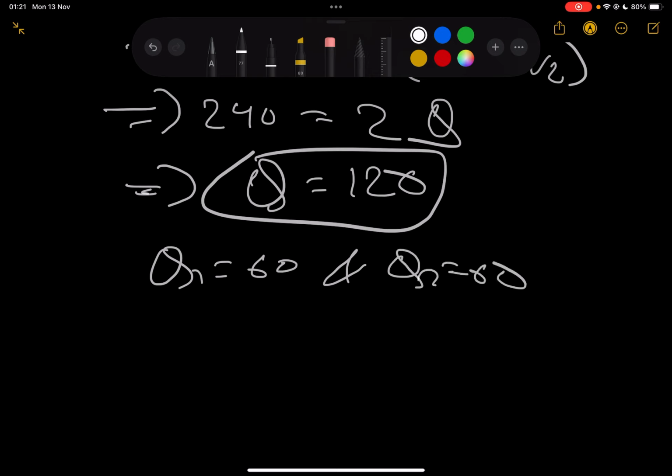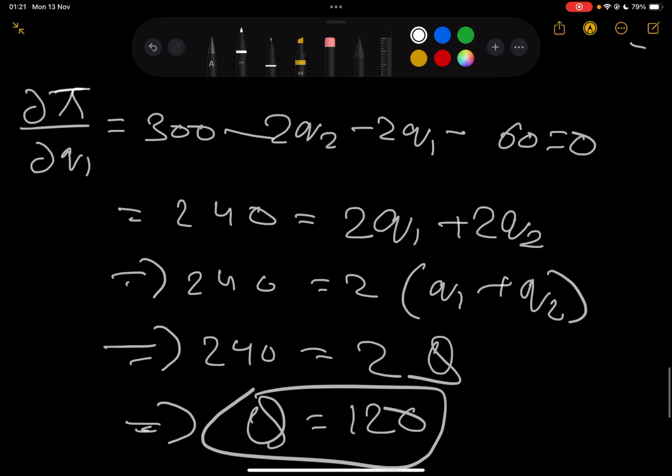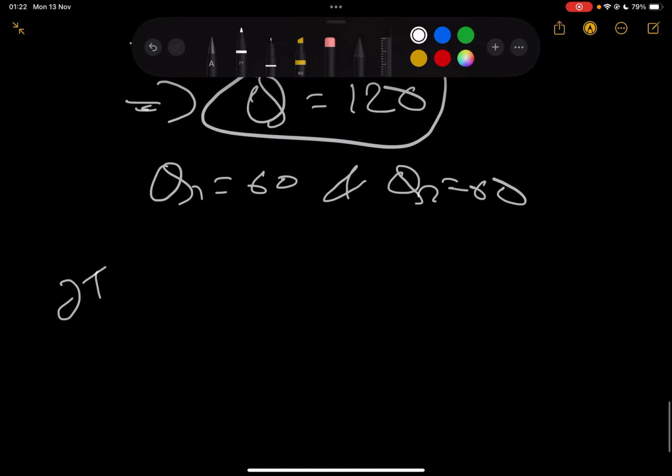Now we do a differentiation with respect to quantity 2. If the question says the cost is different, we will differentiate our profit again with respect to Q2, just make sure. But in this question we're not doing it because our cost function is the same, right? So I'm not going to do all the hassle again. Just make sure of it.